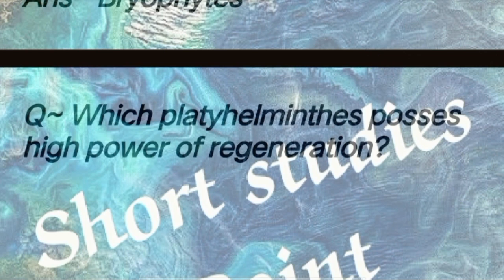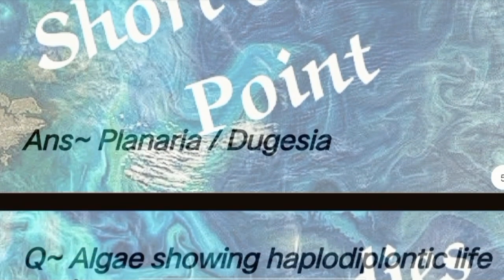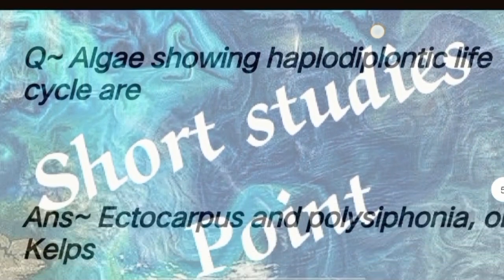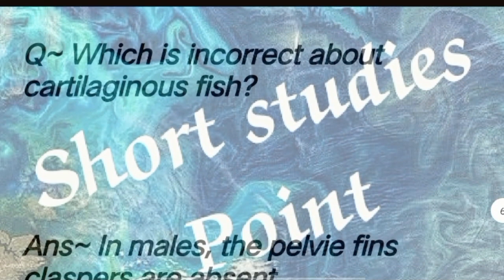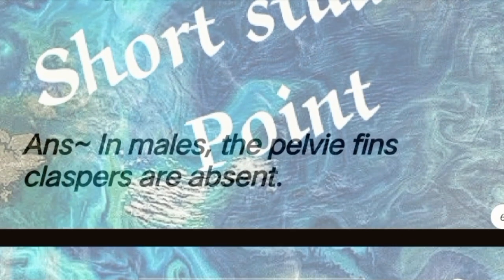Next question, which platyhelminths possess high power of regeneration? Answer, planaria and dugesia. Next question, algae showing haplontic life cycle are, answer, ectocarpus and polysiphonia or Caulerpa. Next question, which is incorrect about cartilaginous fish? Answer, in males the pelvic fin claspers are absent.